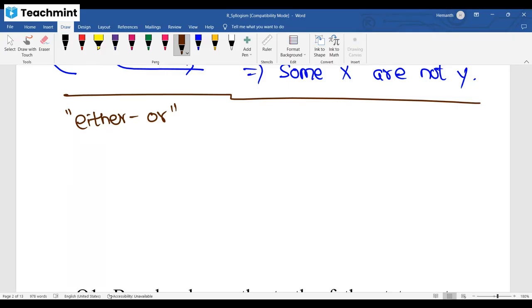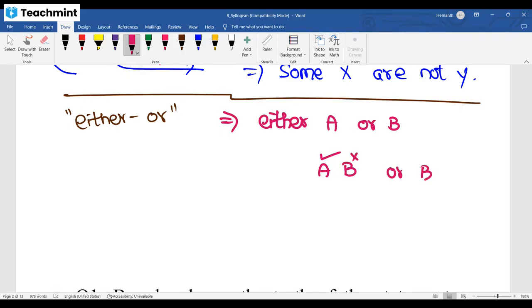What is that extra step, sir? Before going for that, let me ask what is the meaning of either A or B. Can I say both A and B are true? If A is true, B is false, or when B is true, A is false. Both true is not either-or, and both false is also not either-or. So one true and the other false, that's what either-or means.